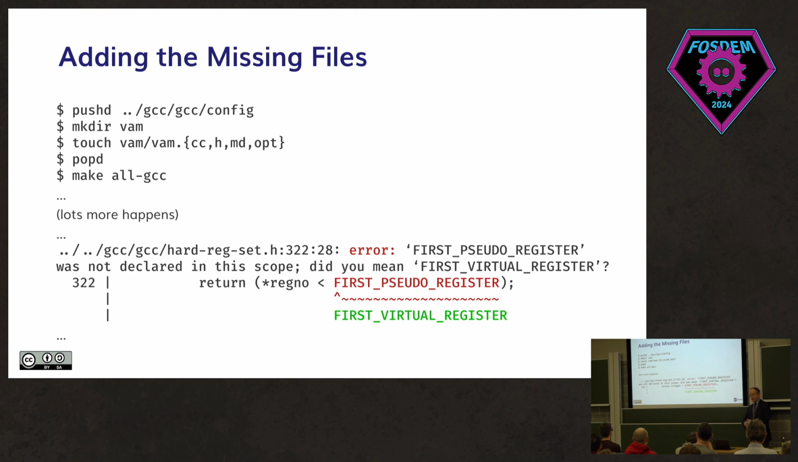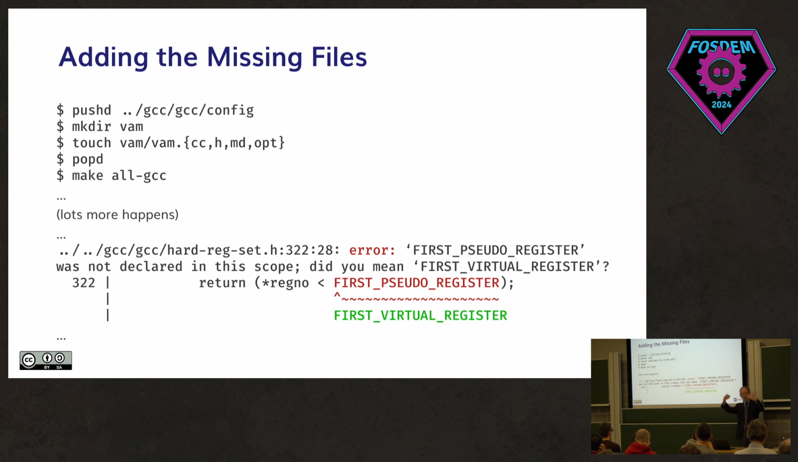And so let's create our configuration directory. We'll come out of our build directory, go into the source directory, and create a subdirectory within gcc/config for vam, for our architecture, and I'm just going to create empty files: vam.cc, vam.h, vam.md, and vam.opt. Come back into our build directory, make all-gcc again, lots more happens, and then I get an error message. Somewhere deep inside the GCC world, it says I haven't found a definition of first pseudo register, and maybe you meant first virtual register. And that's actually one of the variables that I have to define in vam.h.